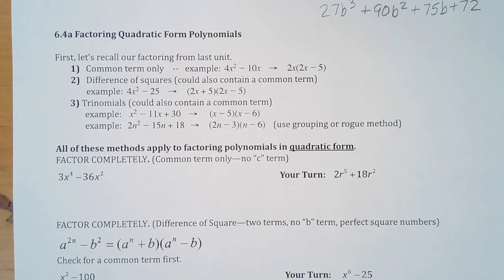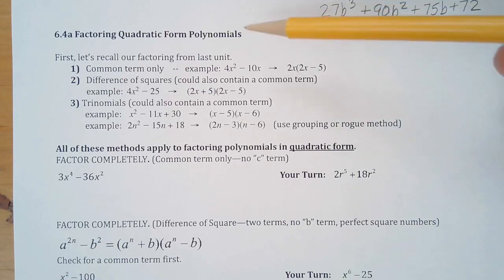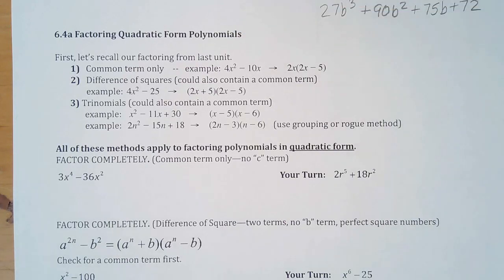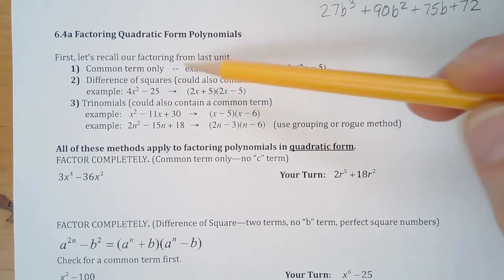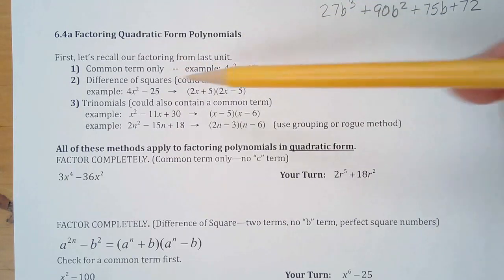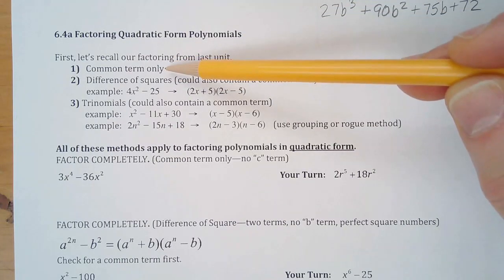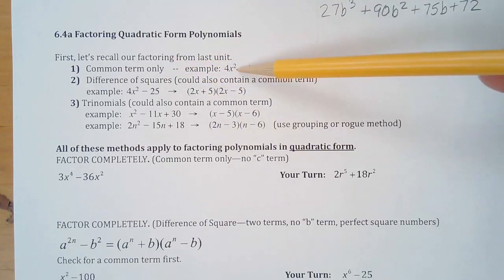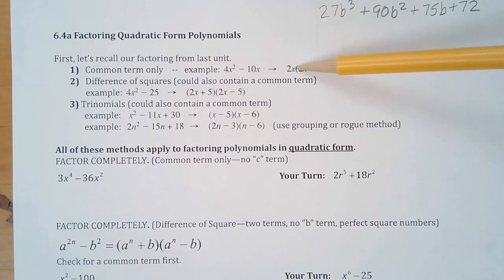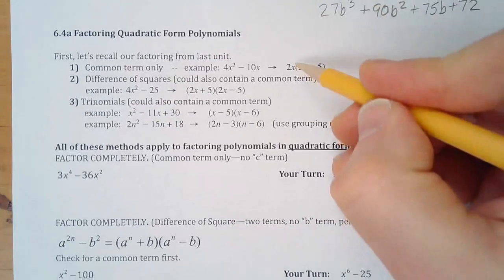So we are going to talk about factoring quadratic form polynomials. These are called quadratic form because the factoring involved is very similar to the factoring for quadratics. Last unit we had common term only factoring, like if we had 4x squared minus 10x, you could divide out a 2x and put it out front.